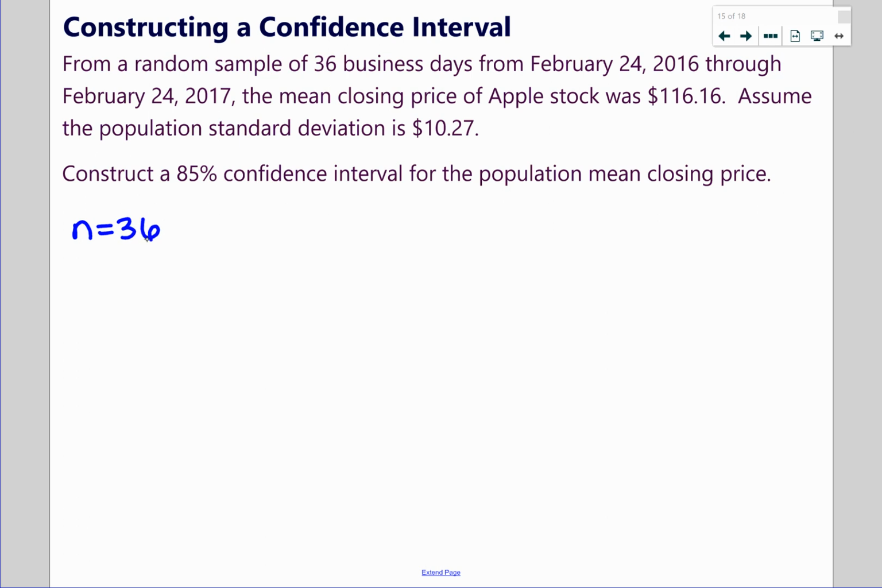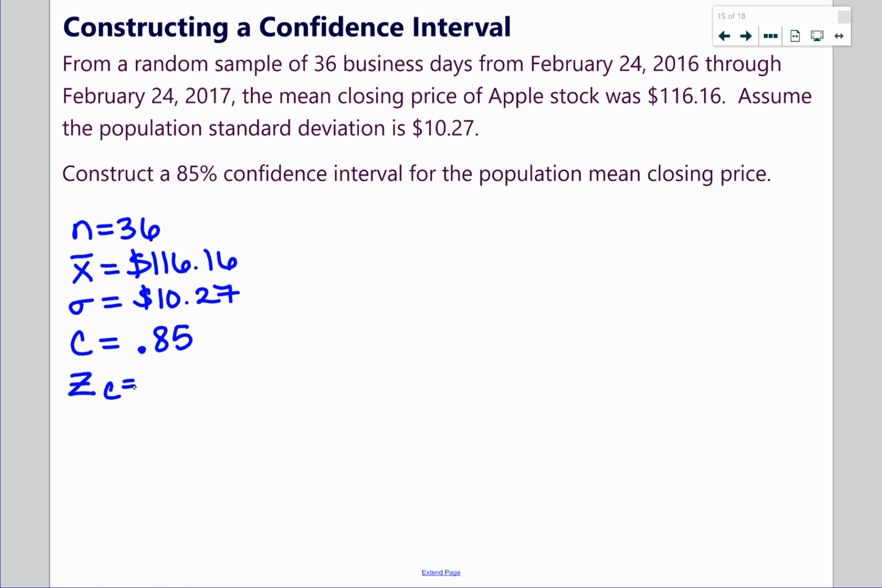Then we have a mean closing price of that sample. That's our X bar, $116.16. Sometimes you'll be given it like this problem, or sometimes you'll have a set of data and you'll have to calculate yourself, like the last one. You also know the population standard deviation is $10.27. We want an 85% confidence interval, so that's your C is 0.85. And then once you have your confidence level, you should be able to find the critical value, your Z sub C that goes along with that.